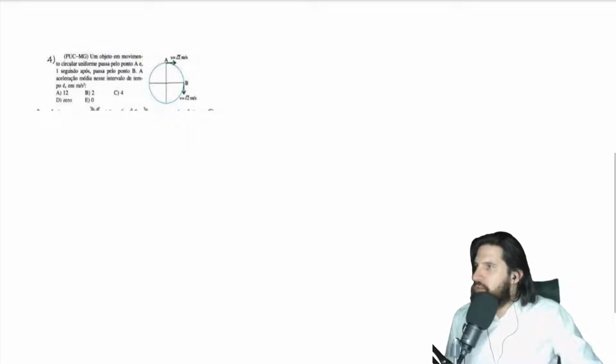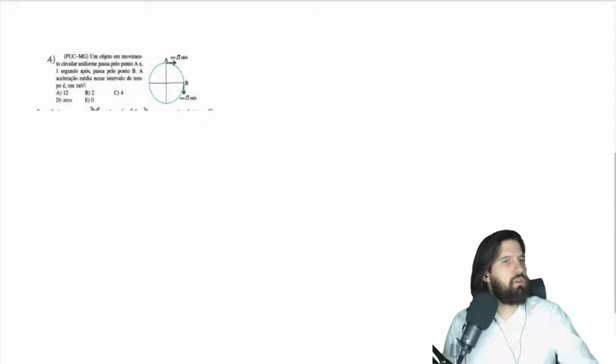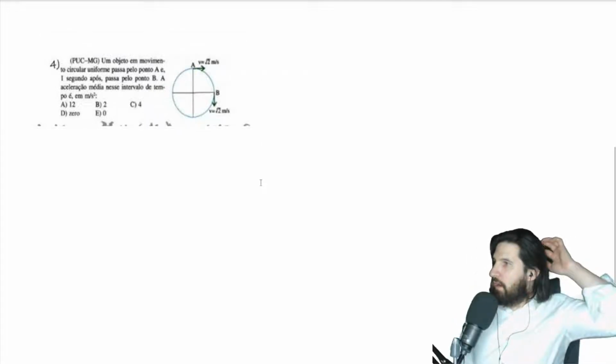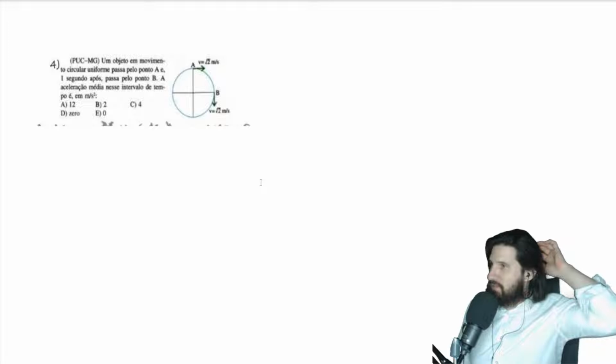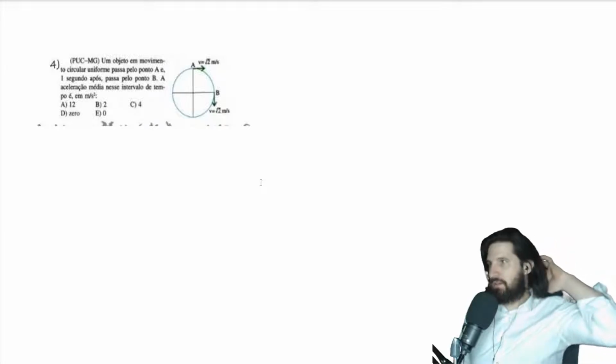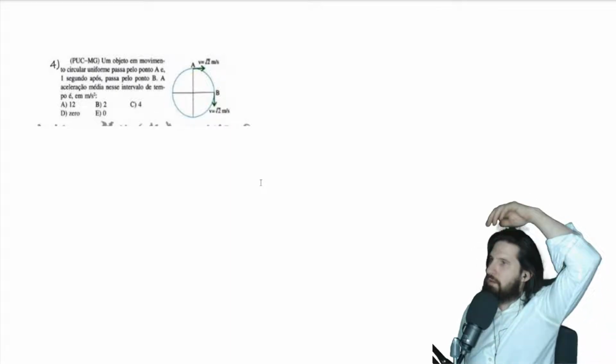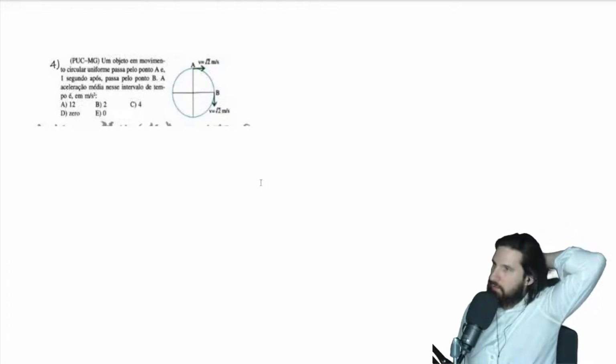Okay, so an object is moving in uniform circular motion and it passes point A, and 1 second later it passes point B. Oh, look at this. I speak Portuguese. I don't speak it. I read it. How was that? How close was I? Or am I just looking like a fool now? Okay. A acceleration is the acceleration over this interval.